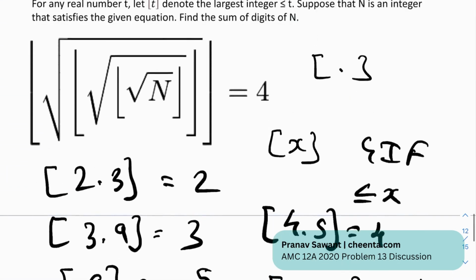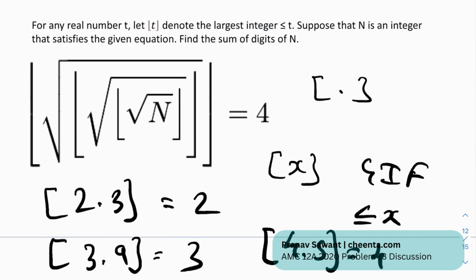So that was the idea of the greatest integer function, and now that you have that idea, you can try solving this question, and if you make any progress on it, please do let me know.